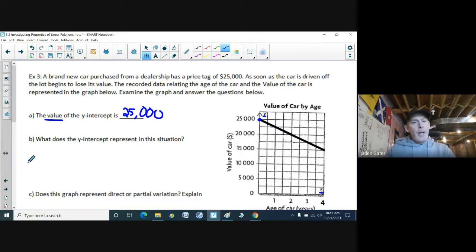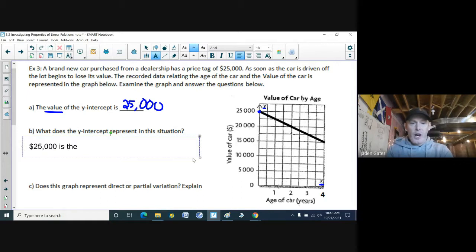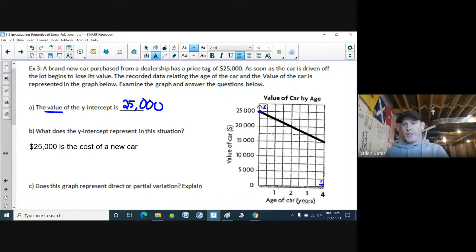Okay. B, what does a y-intercept represent in this situation? So I'm looking over at my blue point, and it says the value of the car is 25,000. And if I move down here, the age at that point is 0. So the y-intercept actually means 25,000 is the cost of a new car. We have the value of different values of cars at different ages, but our y-intercept happens to represent when it's brand new.